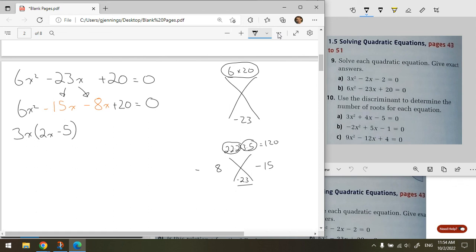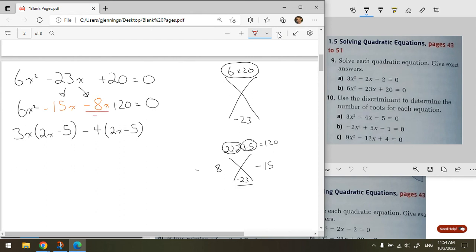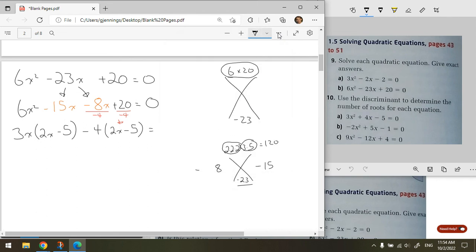The next one, the greatest common factor of 8 and 20 is 4. So I can remove a 4 and then I will have 2x. I'm removing a negative 4 here, so it's 2x minus 5. I divide negative 8x by negative 4 and positive 20 by negative 4. That's what gives me this stuff in the bracket here. Let's carry on. The last thing to note is that this is still all equal to 0.